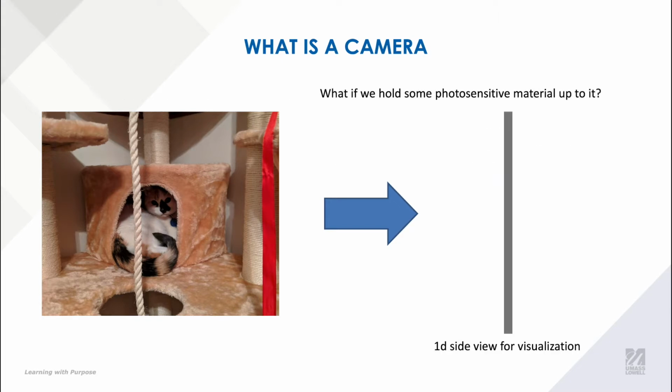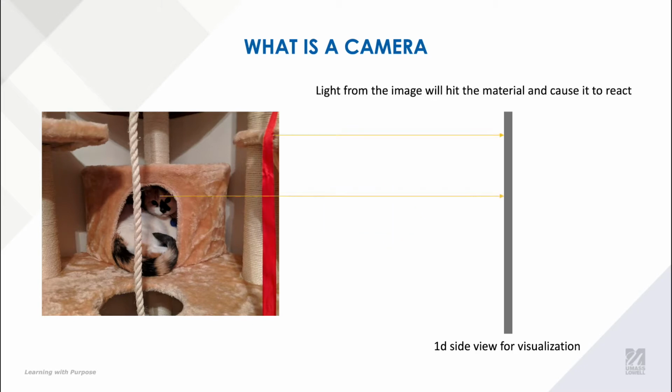Well, we all know that there's some material out there that reacts to light. We can call that photosensitive material. So what happens if we just hold up a piece of photosensitive material to this scene on the left here? What happens if we do that? Well, the light from the reality over here will hit the photosensitive material, cause some sort of a reaction, and you might get an image out of it.